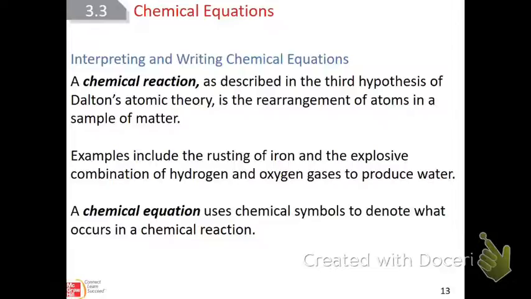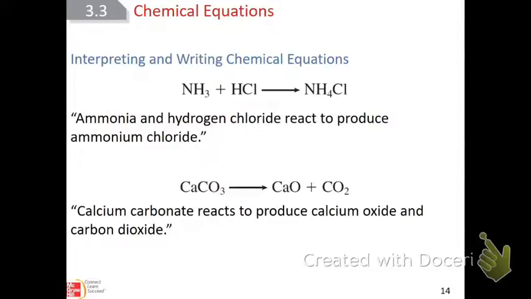She gives a couple of examples here, like the rusting of iron and the combination of hydrogen and oxygen to produce water. And we need to create some sort of way of explaining those things instead of just with words. And we do that with a chemical equation. But we have to do it correctly and carefully. I must say that this gives some students the most difficulty. You have to be so careful because we have to use the correct symbols, and that can get tricky.